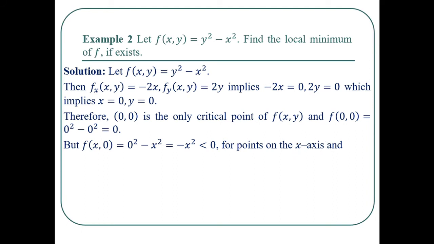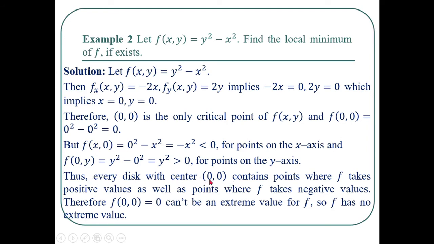Similarly, when we substitute x equal to 0, we get f of 0, y equal to y square minus 0 square, that is y square, which is always greater than 0. So it is positive for all points on the y axis. Means this function has positive as well as negative values on the y axis and x axis respectively. And therefore, this f of 0, 0 equal to 0 is neither a local minimum value, nor a local maximum value.